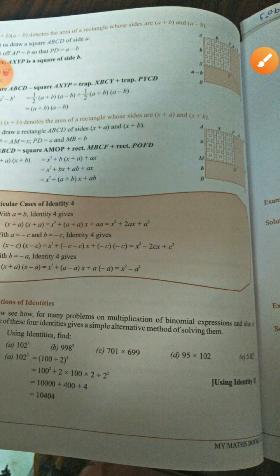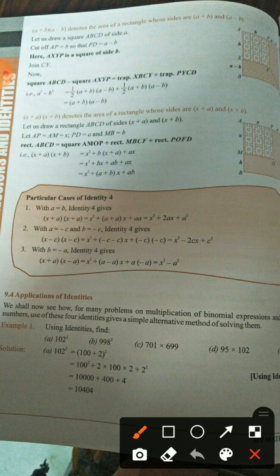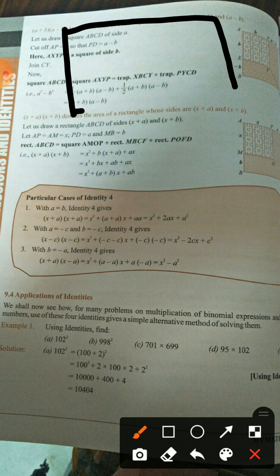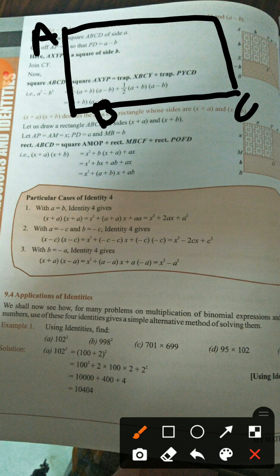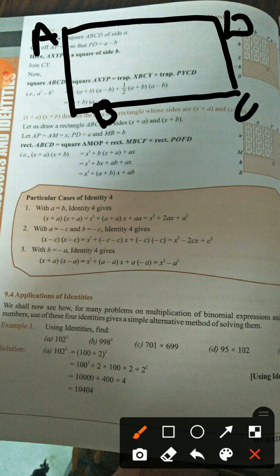Now let's come to the next and the last one, in which you have to do the geometrical representation of the identity (x plus a) multiplied by (x plus b). So what you're going to do, you're going to construct a rectangle ABCD, whose length is equal to x plus a and the breadth is equal to x plus b.